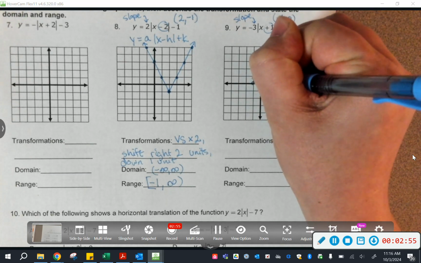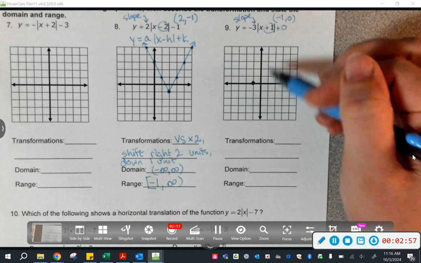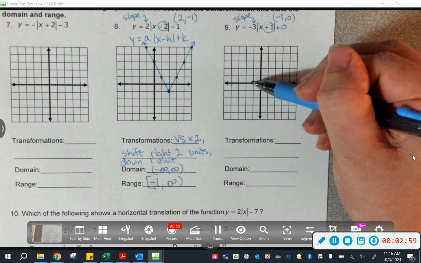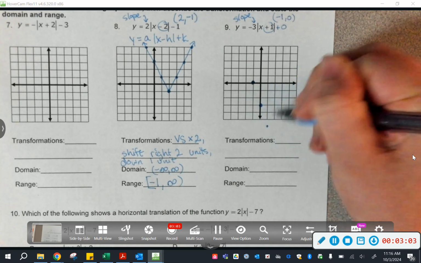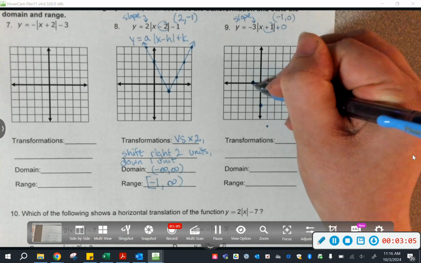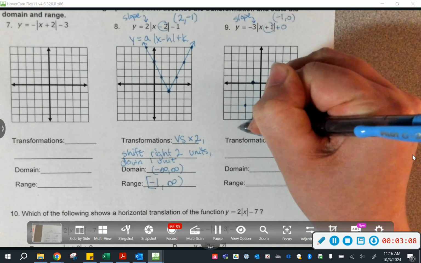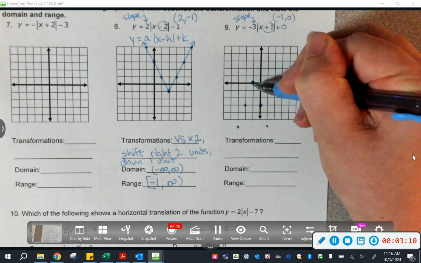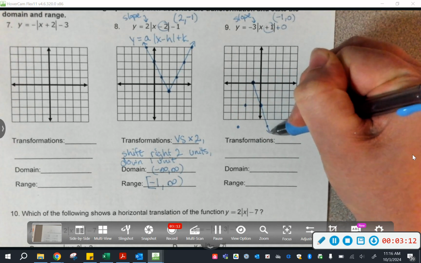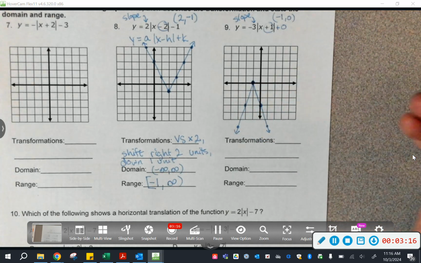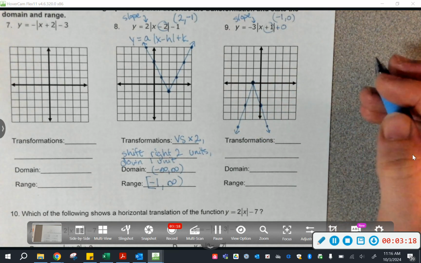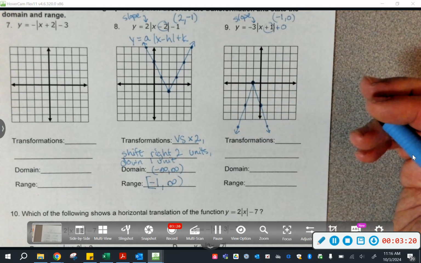Okay, let's go to (negative 1, 0). If our slope is negative 3, to the right of the vertex, we're going to go down 3, right 1, down 3, right 1. To the left, we're going to go down 3, left 1, down 3, left 1. Draw lines extending across the entire graph, arrows on the ends, and the transformations that we have here.